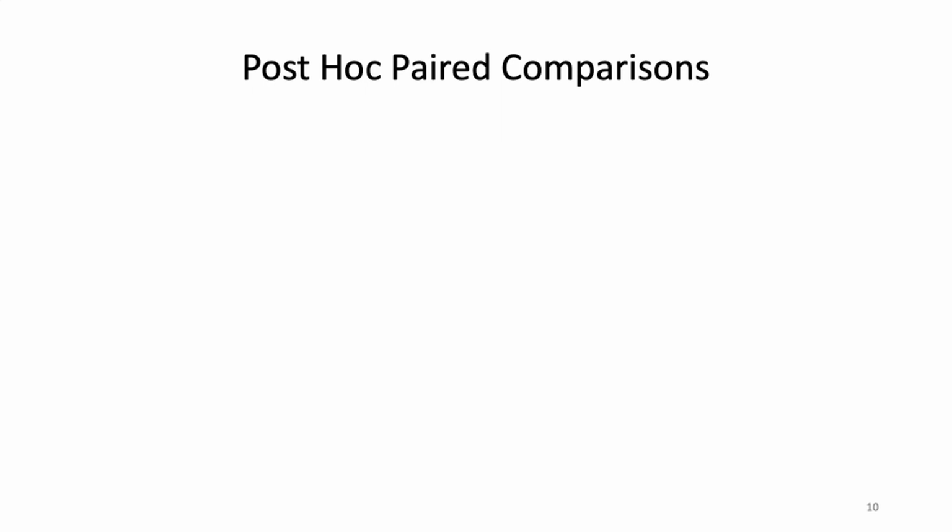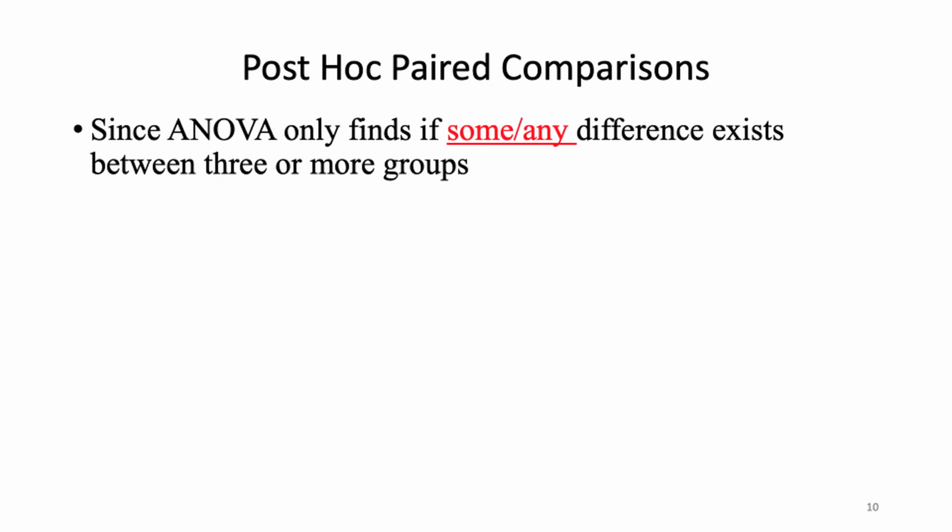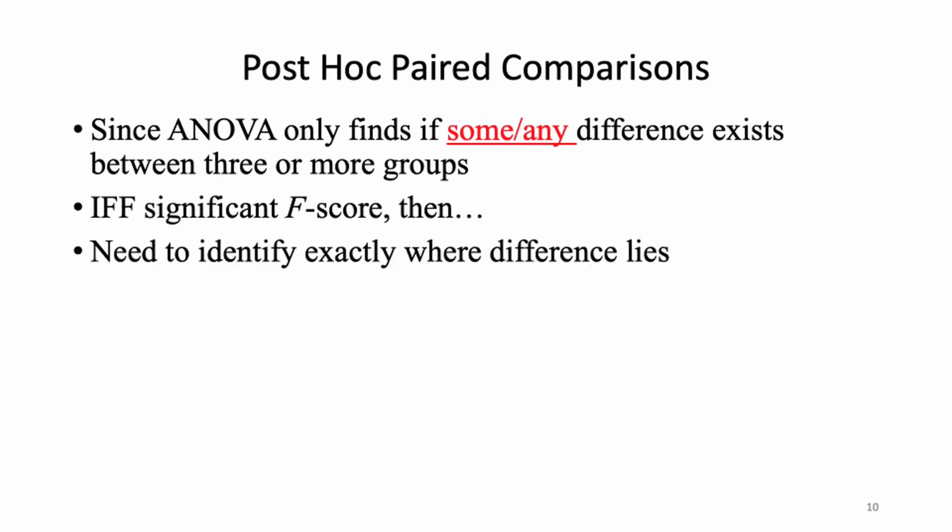Post hoc paired comparisons. Now, ANOVA will only find if there is some difference, any difference that exists between 3 or more groups. If there is some difference between group 1 and 2, maybe group 1 and 3, maybe it's group 1 and 8. If there is some statistically significant difference there, then it will arise. Now, if and only if there is a significant F score, then you'll need to identify where the difference is. So if it results in a significant F score, you simply know that somewhere in your multiple groups, you have a pair that are different somewhere. Now, we want to find out where that pair is.